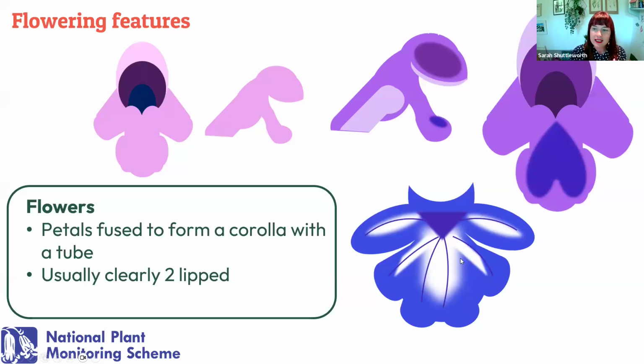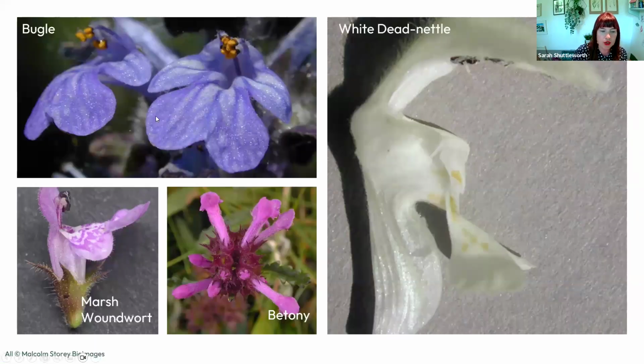So usually it's clearly two-lipped, with the upper hood and then the lower lip. But things like bugle might have quite a reduced upper lip, though a lot of them do have two obvious lips. And then the lower lip is usually in different lobes. So you might have side lobes and a central lobe, or even further lobes on the lip. And that sort of description will be mentioned in the guide. For example, you can see on bugle here that we almost don't have an upper lip at all. There's just a remnant bit here. Whereas on all these other species, you've got quite an obvious upper lip or hood.